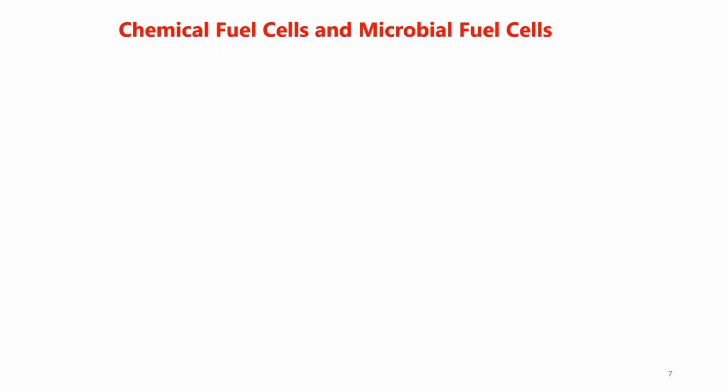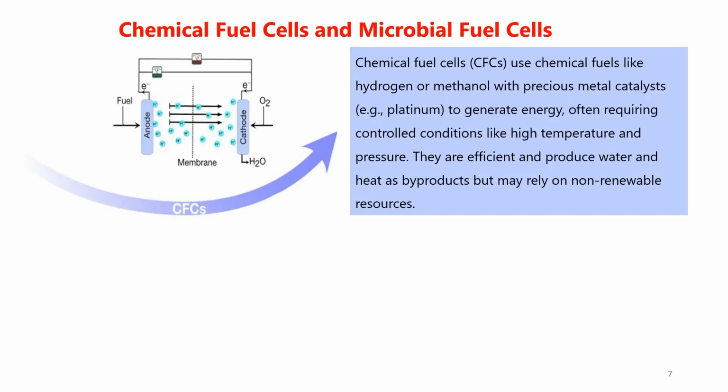Now, let us have a peep into chemical fuel cells and microbial fuel cells. Here you can see that chemical fuel cells use chemical fuels like hydrogen or methanol with a precious metal catalyst, for example platinum, to generate energy, often requiring controlled conditions like high temperature and pressure. They are efficient and produce water, as you can see over here, as a byproduct, but may rely on non-renewable sources.